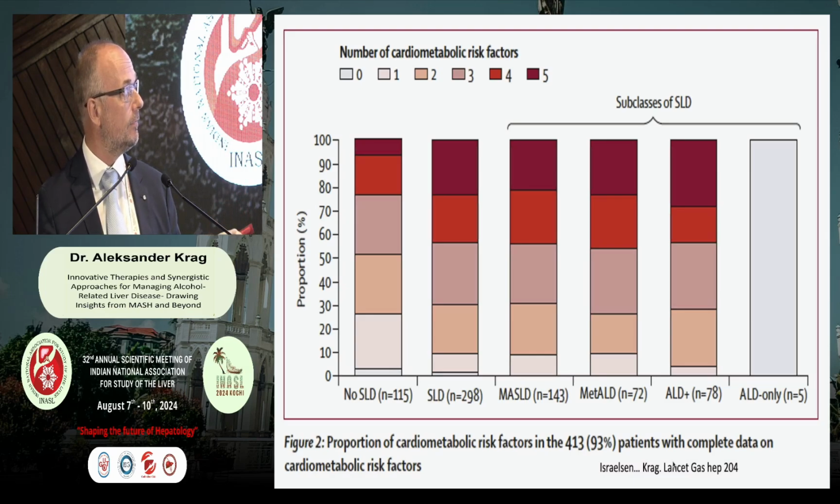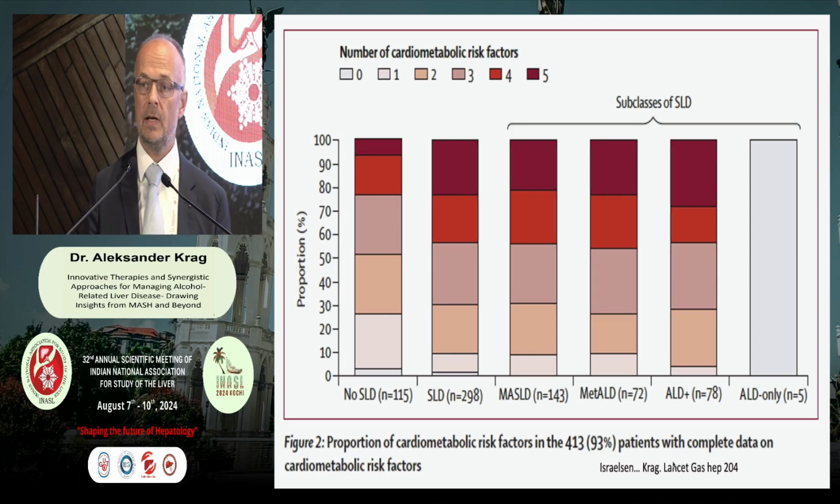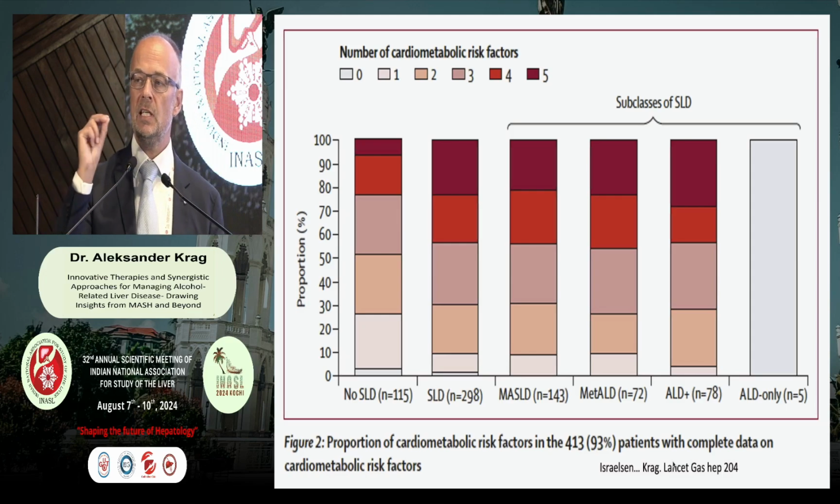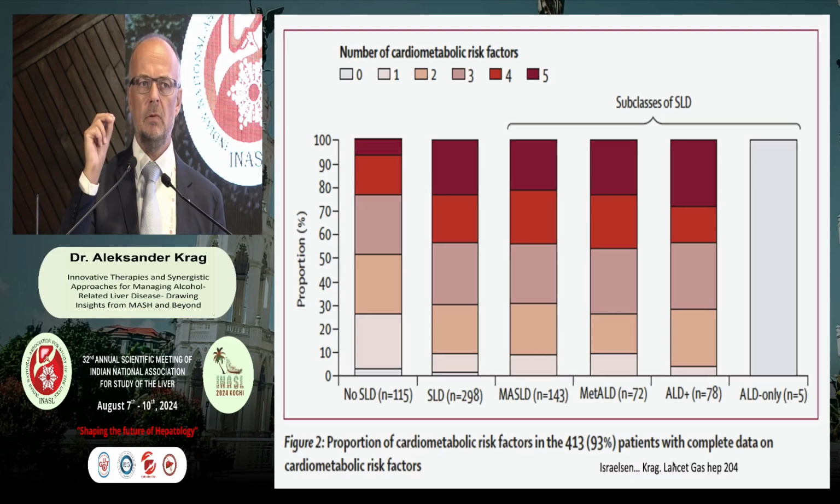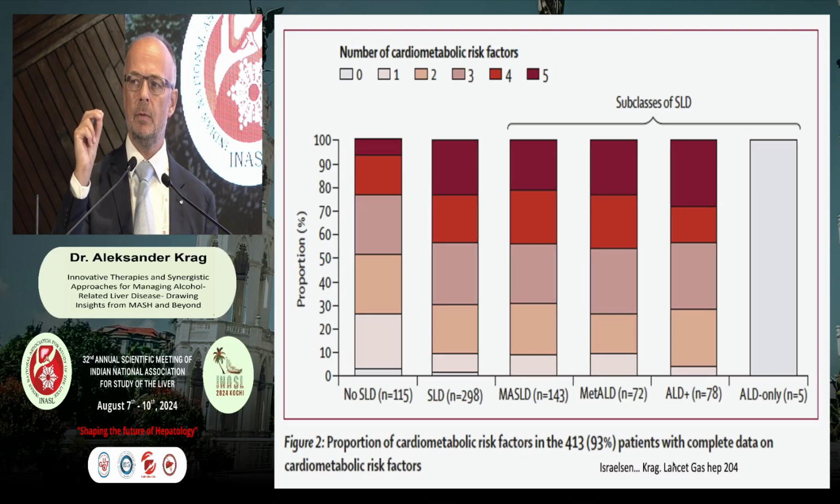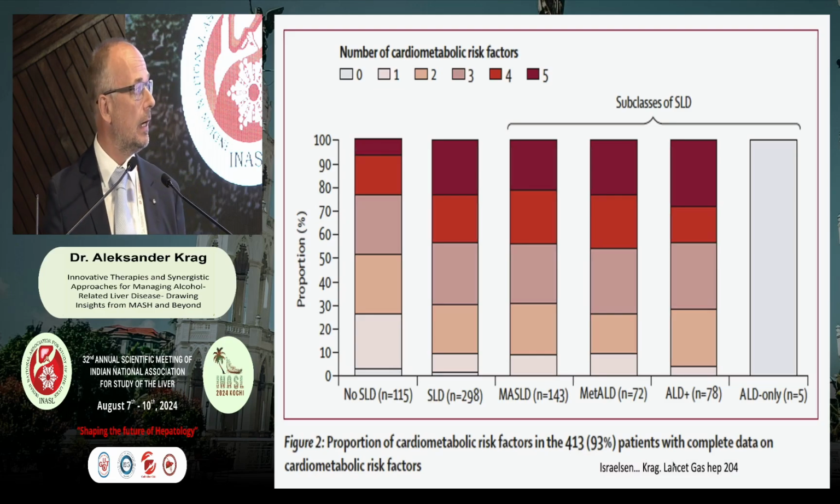So from this is 4 or 5 cardiometabolic risk factors. You can see that 45% have 4 or 5 cardiometabolic risk factors. That's massive. 45% with 4 or 5 cardiometabolic risk factors, that's massive. And then if we look at how many had no cardiometabolic risk factors, 98% had at least one cardiometabolic risk factor. So these patients are cardiometabolically sick.